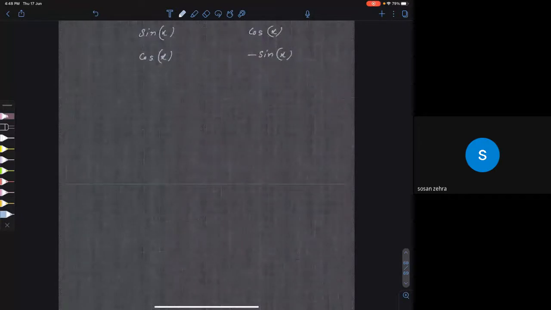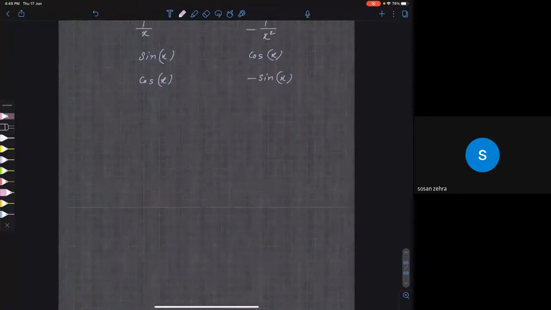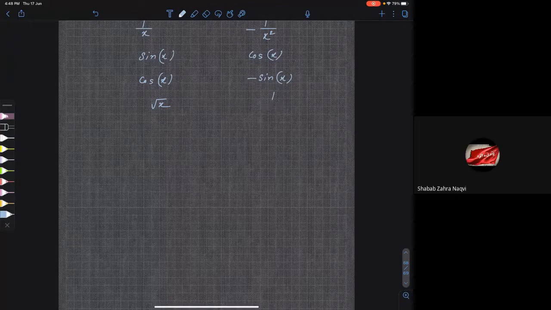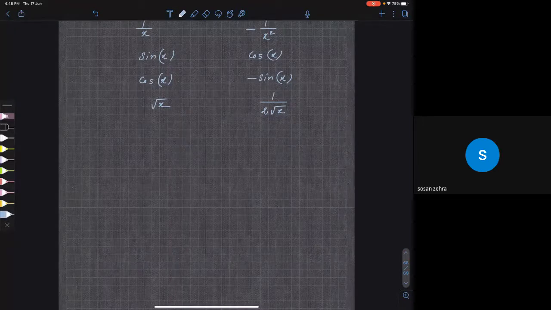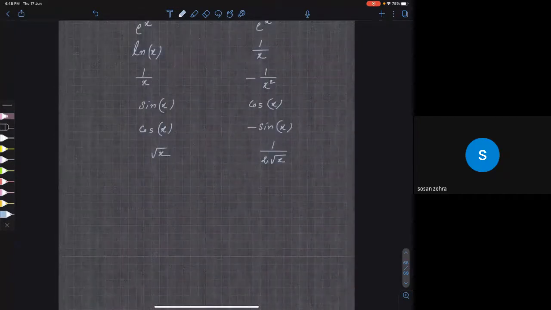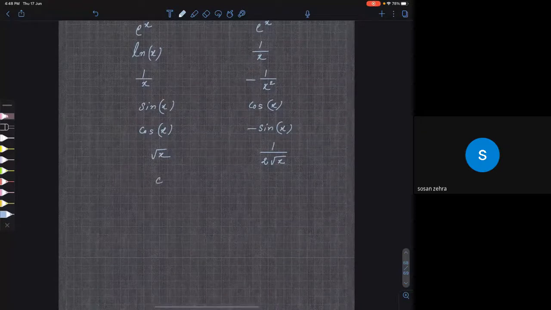Okay, let me write two more. What is the derivative of root x? It is 1 by 2 root x. And what is the derivative of... tell me, did we miss anything here? No, sir. Okay, what is the derivative of a constant?